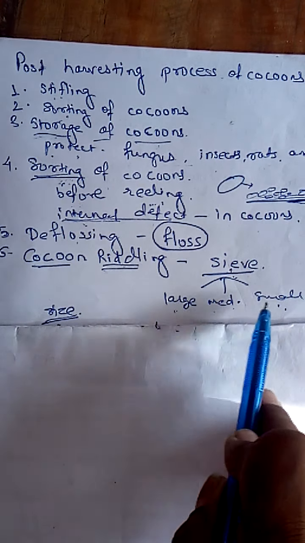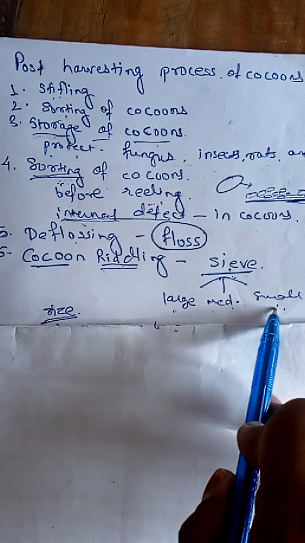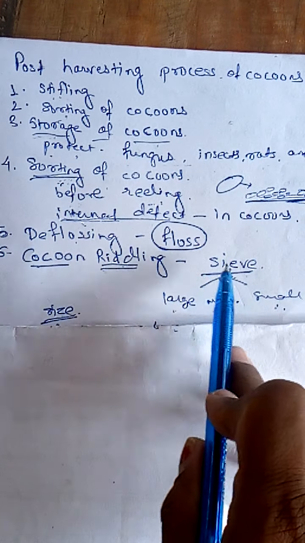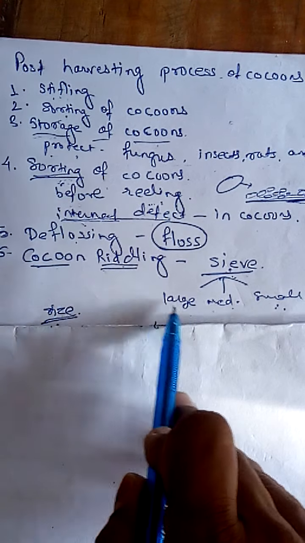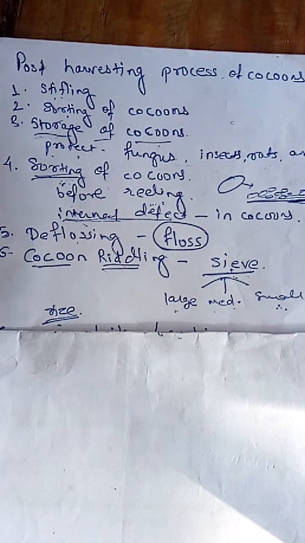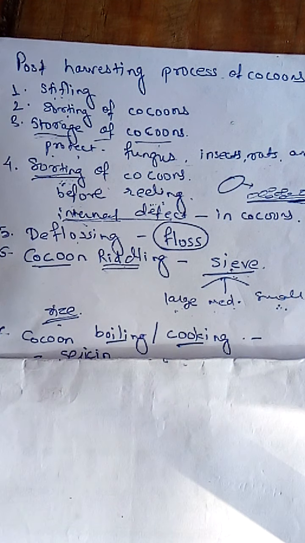So with the help of the sieve we are going to sort out the cocoons in 3 different sizes: large, medium and small. Okay, so depending on the size, with the help of the sieve we are going to sort out the cocoons in different categories. That is known as the cocoon riddling. Then the next step is cocoon boiling.